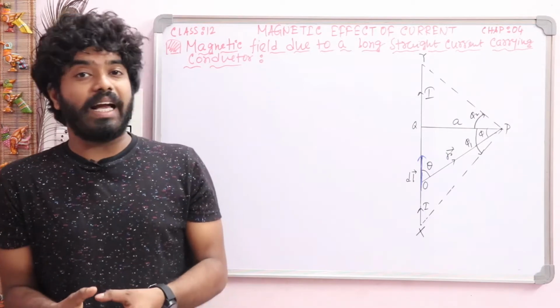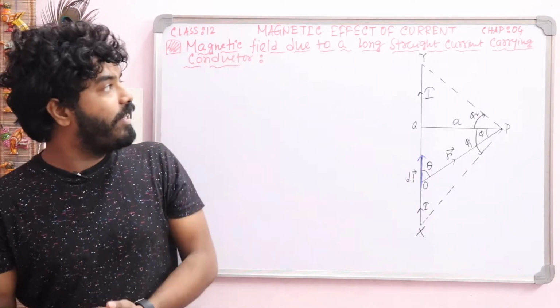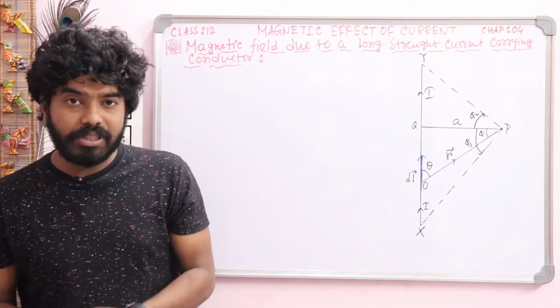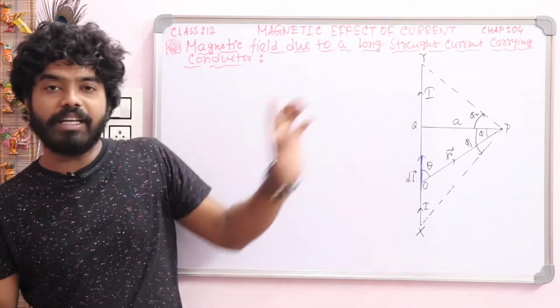Now today we will derive the expression of magnetic field. You see the heading, the magnetic field due to a long straight current carrying conductor. Today we will derive the expression of magnetic field for this long straight current carrying conductor.